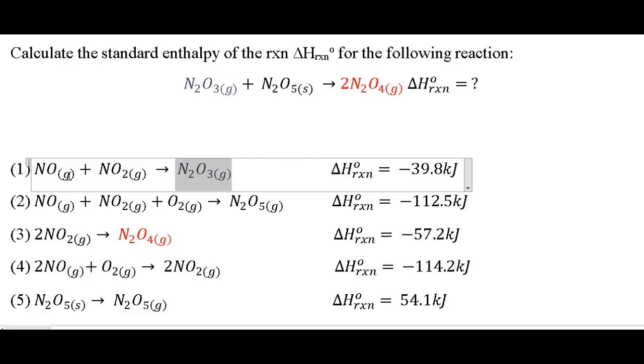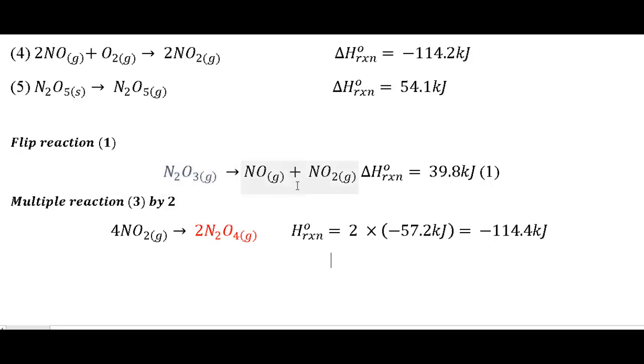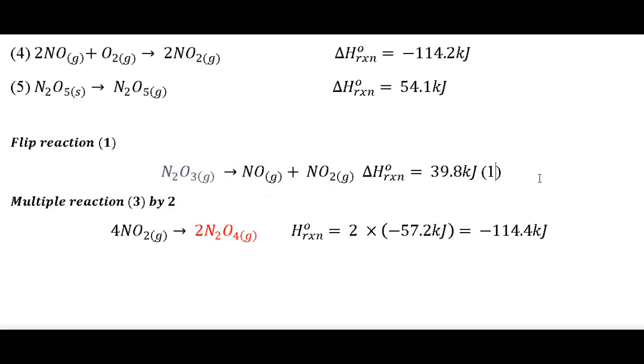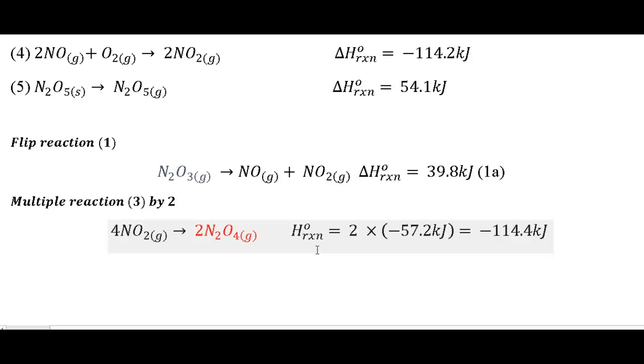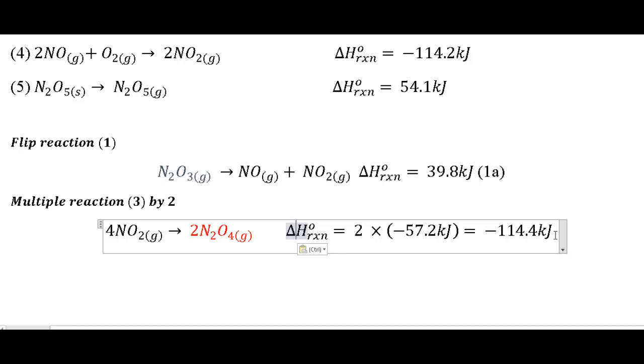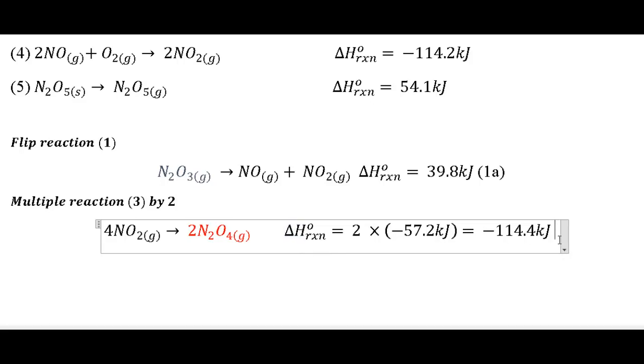One is, let's flip reaction 1 so that N2O3 is on the reactant side. Remember, when we flip reaction 1, we flip the sign. Another thing we can do is multiply reaction 3 by 2. That gives us 2N2O4, and 2N2O4 is in the products. So I flipped the first reaction, so we flip the sign. I'm going to call this reaction 1A. Remember, when we multiply the reaction, we also multiply the delta H of the reaction, and so I get minus 114.4 kilojoules, and I'll just call this 3A.